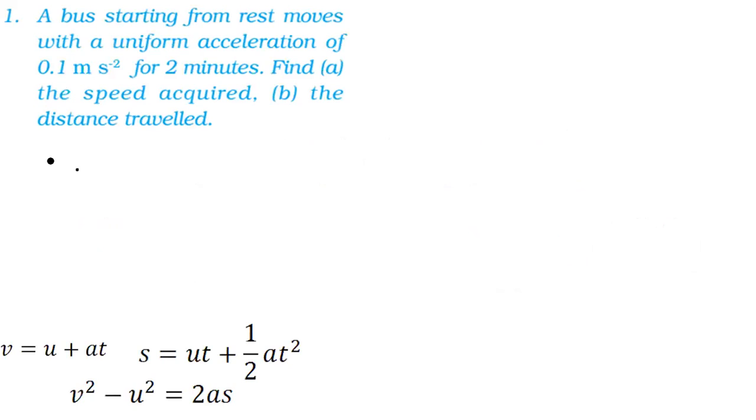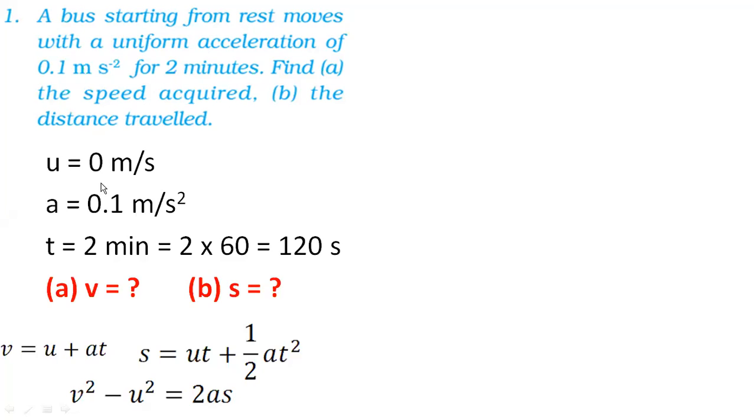The first question is, a bus is traveling with a uniform acceleration of 0.1 meter per second square for 2 minutes. So a bus is starting from rest, moves with a uniform acceleration of 0.1 meter per second square for 2 minutes. Find the speed and the distance. They are saying a bus is starting from rest, so initially it was not moving. So initial velocity is 0. The acceleration given is 0.1 meter per second square. The time given is 2 minutes, which we need to convert into seconds. So 2 into 60, that is 120 seconds.